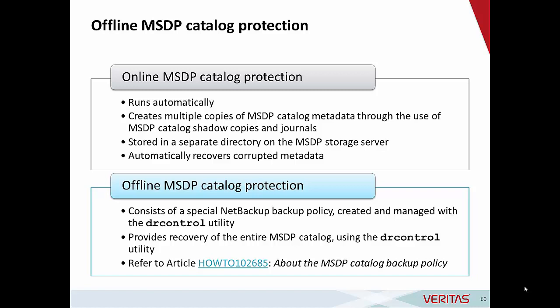Now, since these additional copies of the metadata, these shadow copies and these journals exist, if we wanted to add another layer of protection, we could do an offline MSDP catalog backup. And that means that we're creating an MSDP catalog policy, which we do using a special utility called DR control. The DR control utility provides for the protection of and the recovery of the entire MSDP catalog.